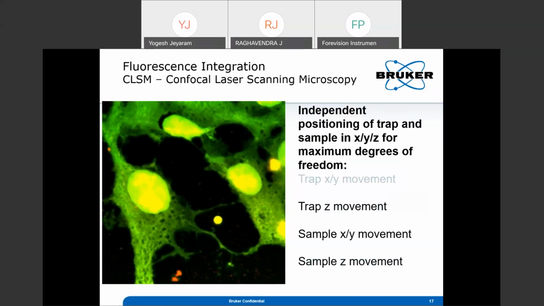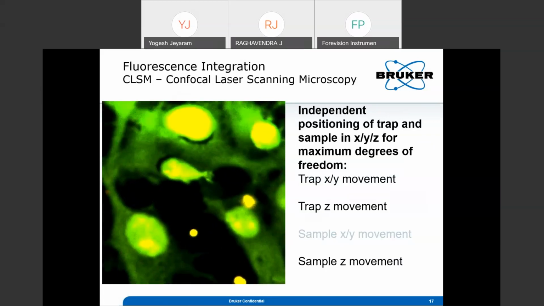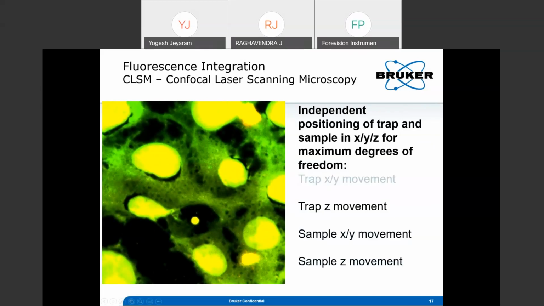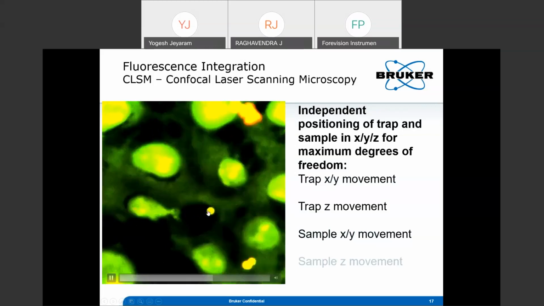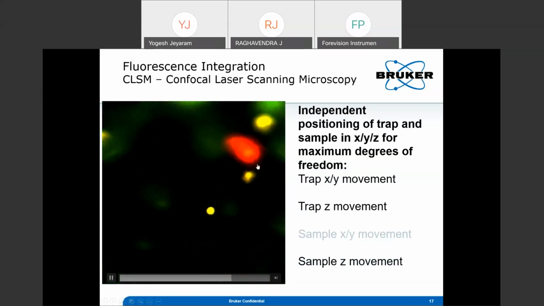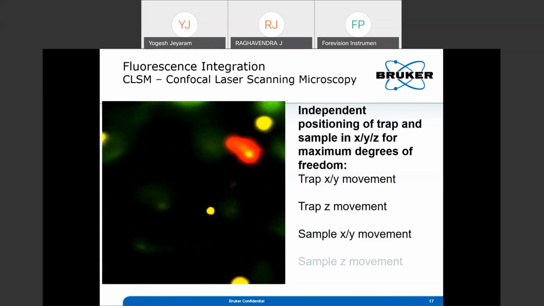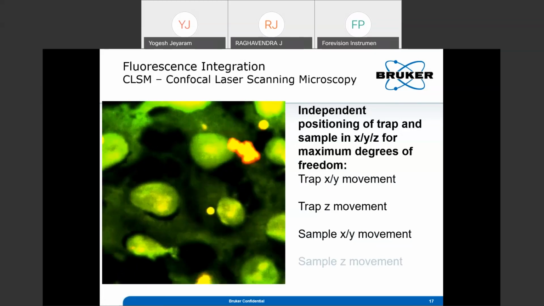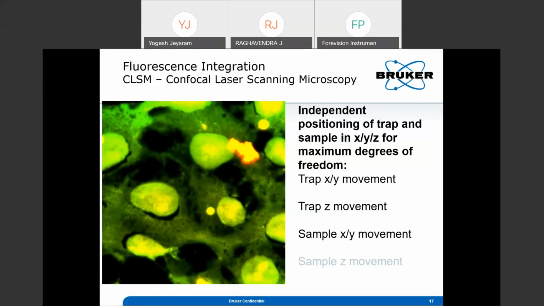And then the trap movement is independent of your sample, right? You can move your sample independent of the trap. So you fix your trap and you can move your sample. So this is the trapped bead. The sample is in the background. There are other beads also like this one. These are not trapped, so they are moving however they want. So this bead is trapped. And you can see you can move the sample in X, Y, Z, and the trap in X, Y, Z. One is not affected by the other. It gives you a great amount of freedom to position the bead exactly in the 3D universe where you want it to be.